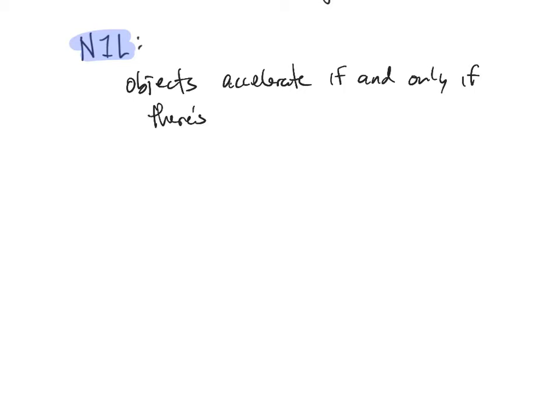But the way I'm going to write it is this: objects accelerate if and only if there's a net force applied. So we should probably break this down a little bit. First of all, the first thing I want to emphasize at the outset here is that the relationship, according to Newton, is between force and acceleration.